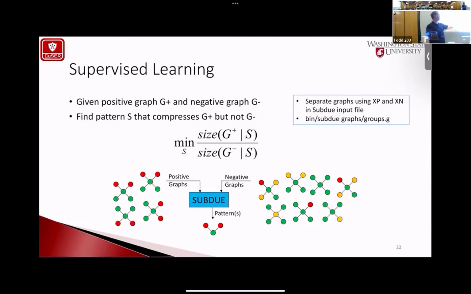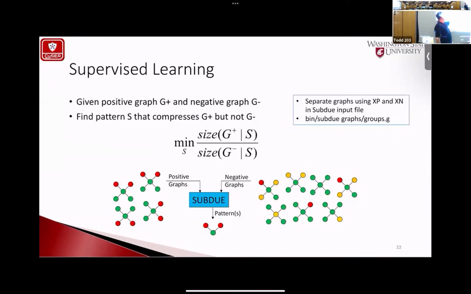And if you tell Subdue that you have some positive and negative graphs, then it won't look for just the graph that compresses this, but a graph that compresses this and doesn't compress that. And so if you can find such a graph, then that is a way you can distinguish between these two and perhaps even use this as a signature, saying, if you see this, then it's normal. If you don't, then it's not normal.